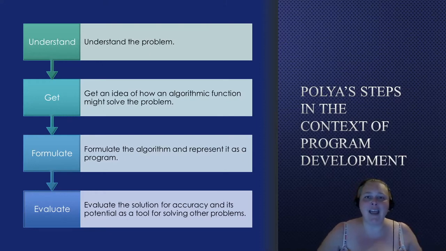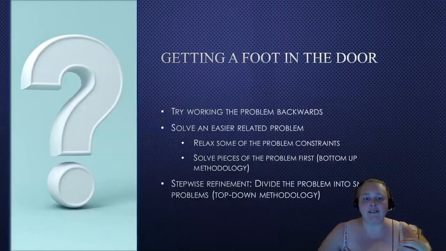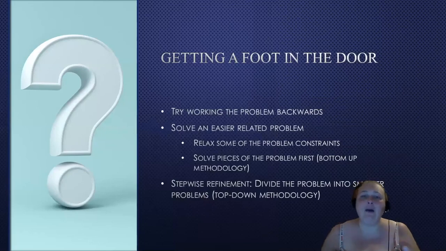So you can take those normal problem solving steps and translate them into how to program very, very easily. So, how do I start though? Where do I even begin? Try maybe possibly working the problem backwards. Start at the end and figure out how to get there.